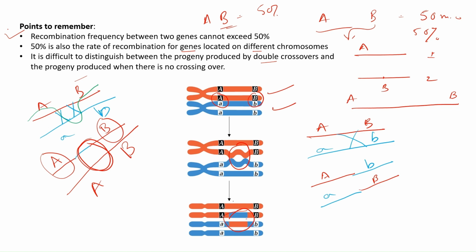So these are a few points that you have to remember. Most importantly, 50% is your maximum criterion. If a gene pair is given a recombination frequency of 50%, then definitely maybe they are present on different chromosomes, or if they are on the same chromosome, then they are present in different linkage groups.